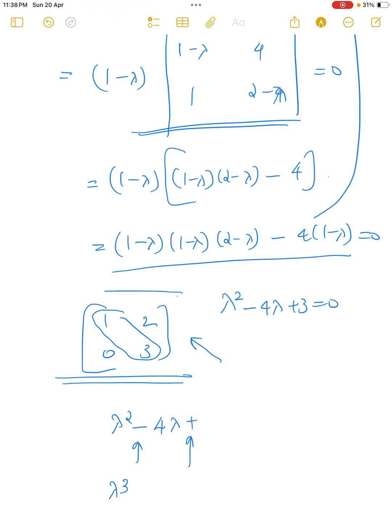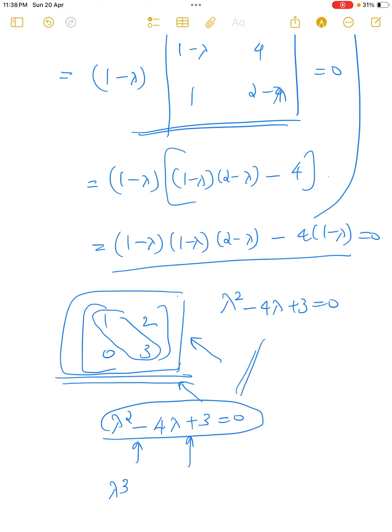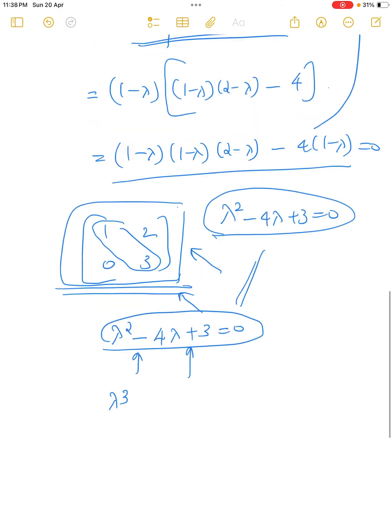Then the next term is the determinant of this matrix, that is 3, equal to 0. This will be the characteristic equation of this matrix. This agrees with the usual method. This is the shortcut method for a 2 by 2 square matrix.